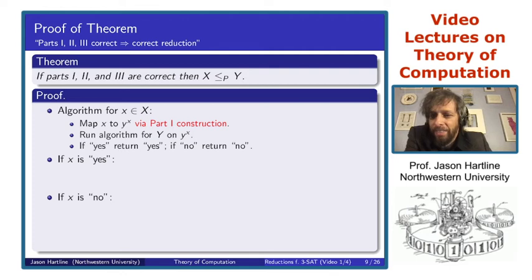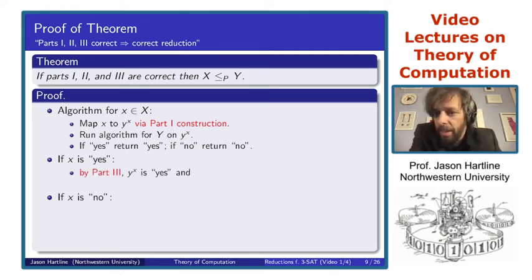Well, let's suppose X is a yes instance. If X is a yes input, then by part 3, the forward certificate construction, Y super X is a yes input. In other words, we can go from the yes certificate of X to the yes certificate of Y. And the algorithm outputs yes when Y super X is a yes instance, and so therefore it outputs yes in this case.